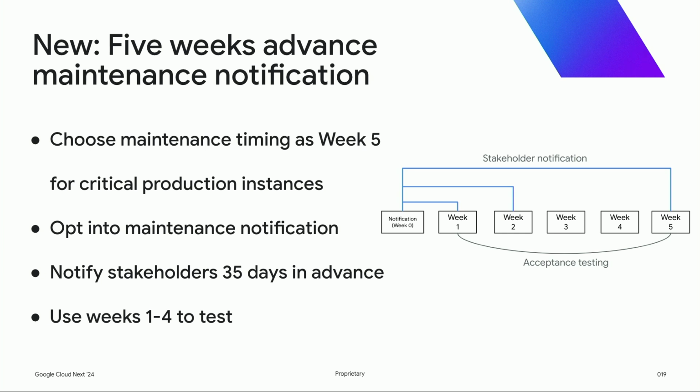You can accept the maintenance on your test instances in week 1, which gives you 4 weeks of duration to accept the maintenance, test it on your lower environment, and ensure that you're ready for it when it gets to your critical production instance in week 5. You can also use this duration to notify your stakeholders of this upcoming change so that they are ready as well. And then when the maintenance happens, the downtime will be less than 1 second.